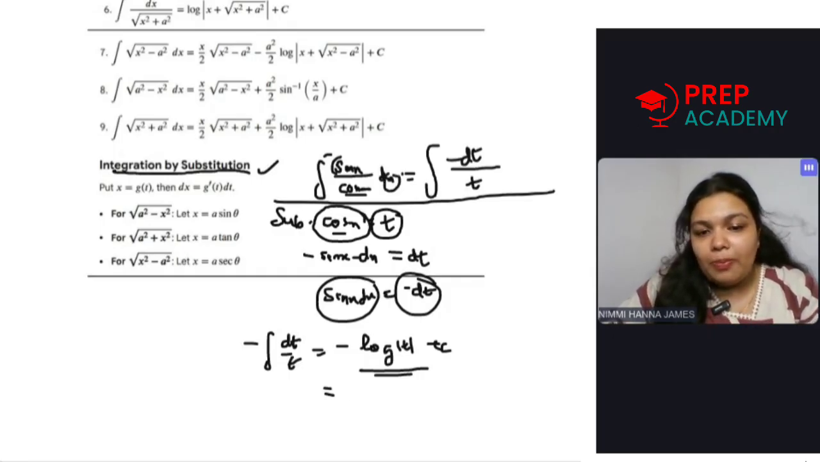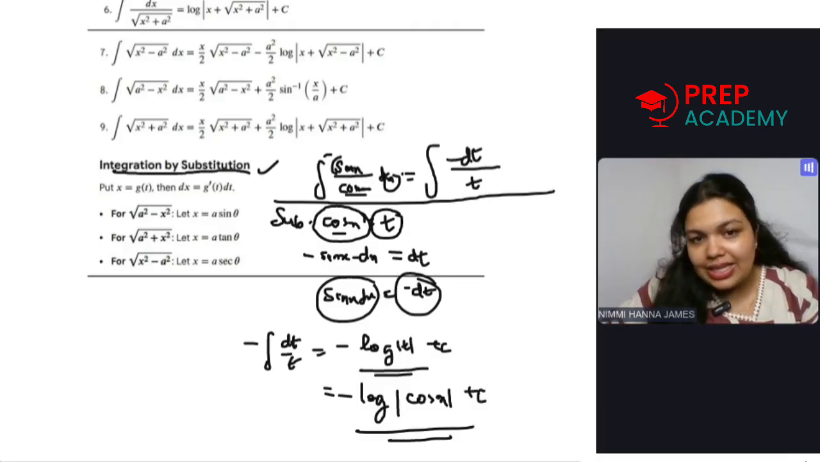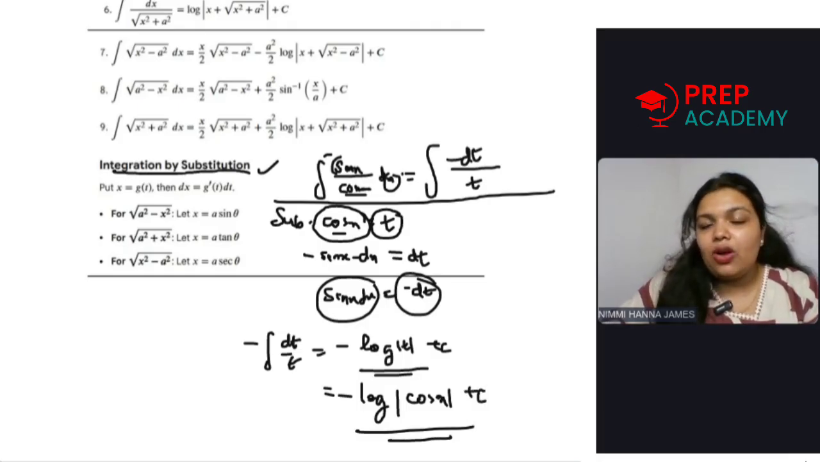So we have to back substitute it. So log mod, what was t? It is cos x. So log mod cos x plus c. That is the integral of sin x by cos x dx. Okay, so this is the method of substitution.